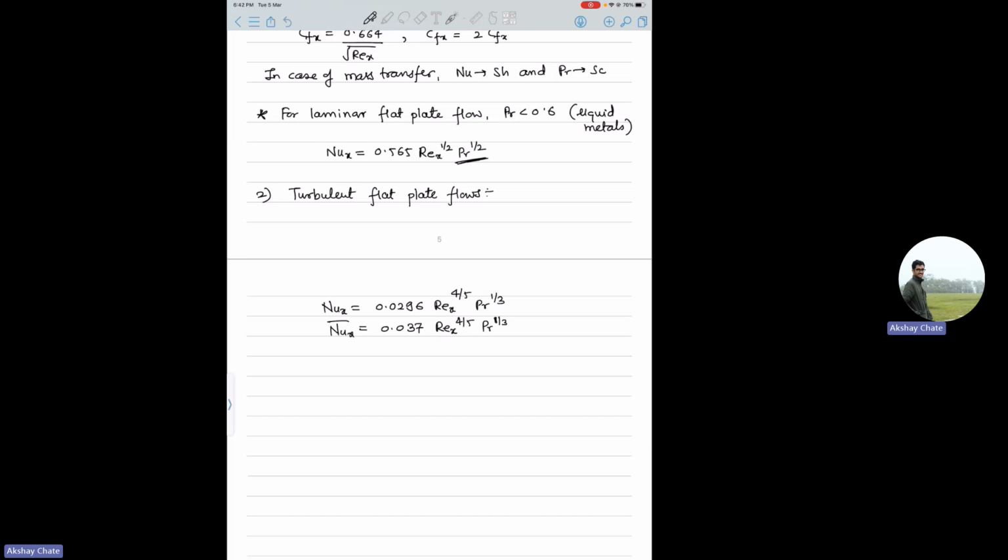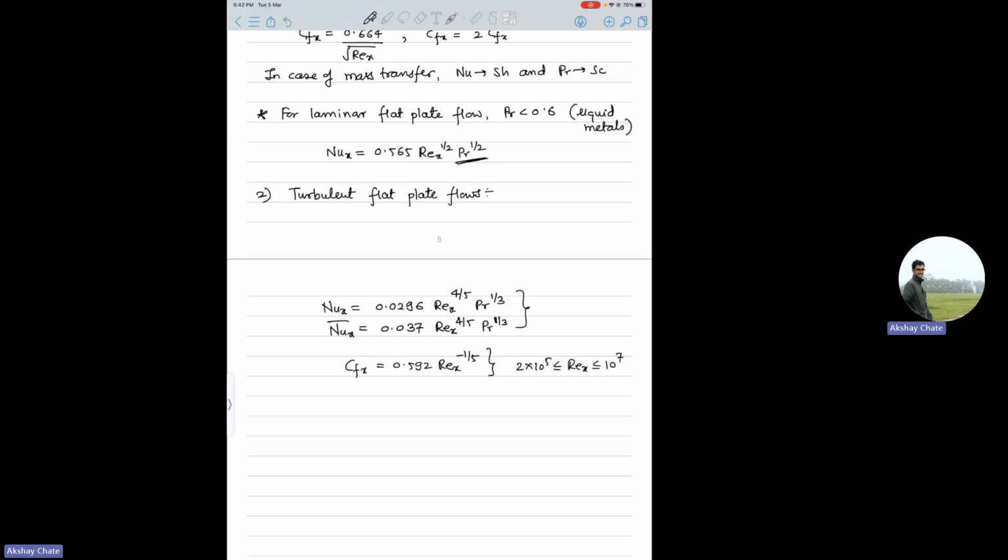because these are all curve fitted correlations. In case of turbulent, it's very difficult to get analytical solutions. So they usually do a lot of experiments, and based on those experiments, you get the numbers. And this Cf_x is 0.592 Re_x to the power minus 1/5. You should at least remember these powers of the various numbers. So this is valid in this region only. If it is in some other region, they'll give you the data.